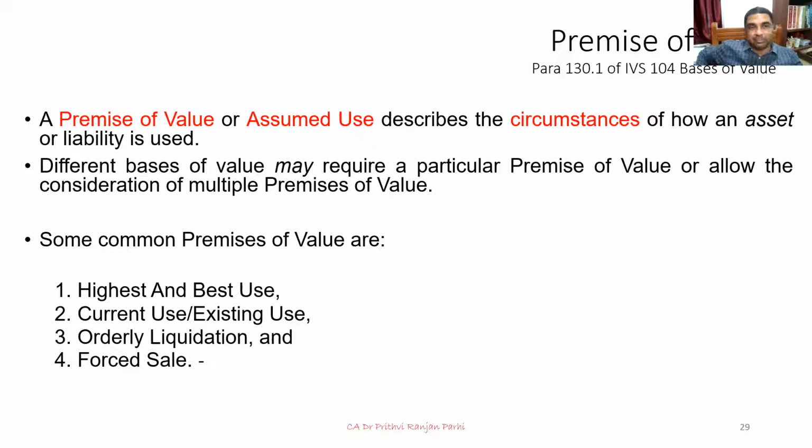Valuation premises I'll be covering in a separate class, but right now have some idea that when I talk about the premise, what I'm referring to is how that asset will be used. People acquire that asset for certain use. Premises of value means assumed use. If you refer to International Valuation Standard 104, premises of value has been discussed. Premises of value or assumed use describes the circumstances of how an asset or liability is to be used. It also says these are the 4 common premises: highest and best use, current use or existing use, orderly liquidation, and forced sale.